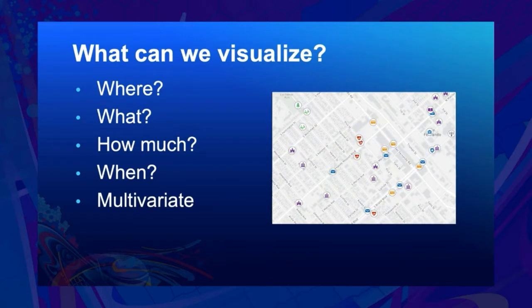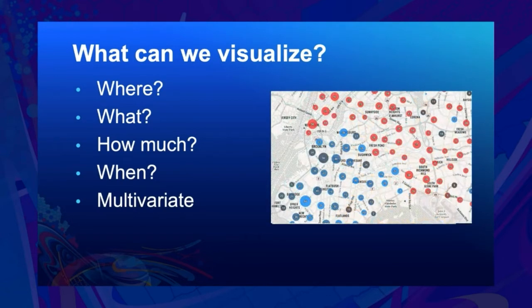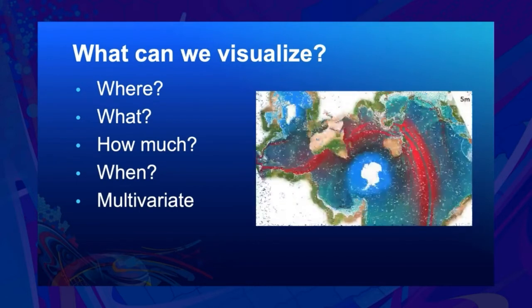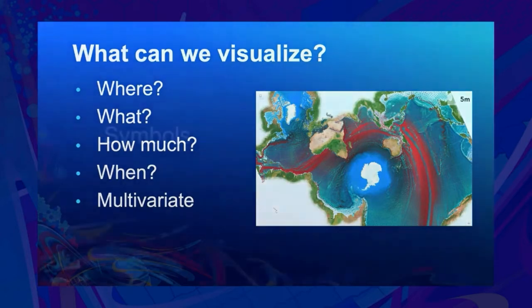You want to see what it is, a category, a type, a point of interest. How much? Where did people vote? How many people voted for a particular candidate? When? Was my incident closed on time, or is it still open and did it pass the due date, or was it closed early? Or you can do combinations of those questions with a multivariate visualization, such as this one, which shows ocean temperature, velocity, and direction in the ocean waters.